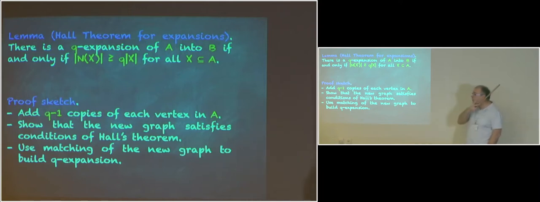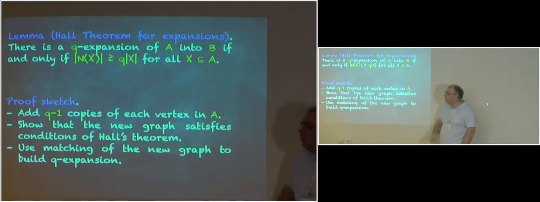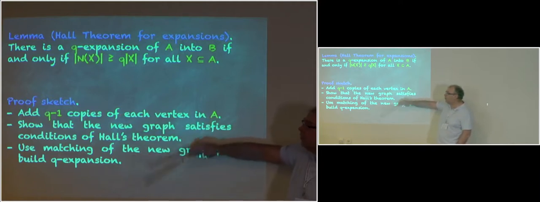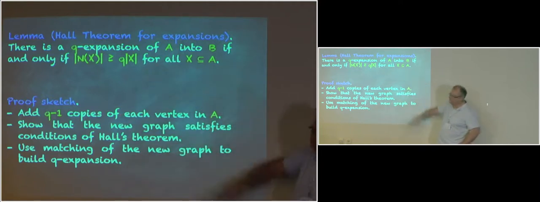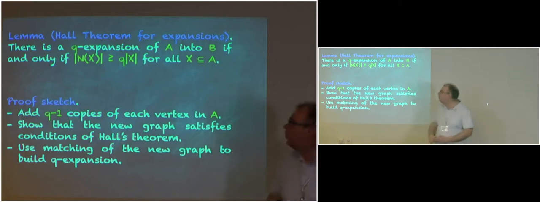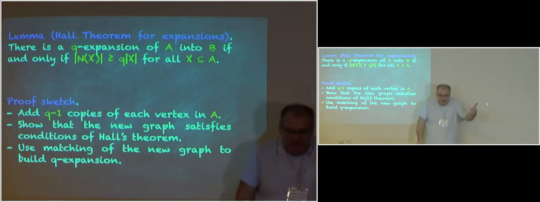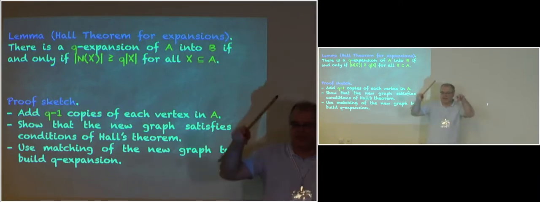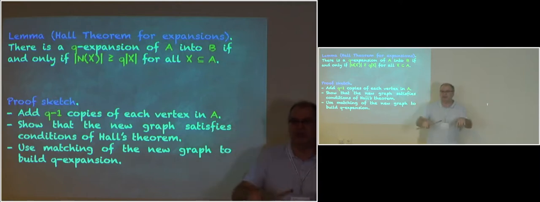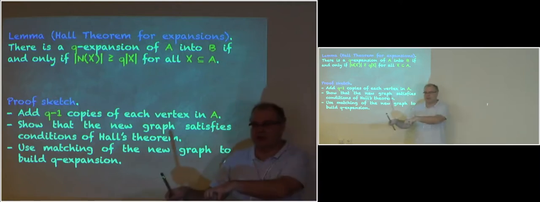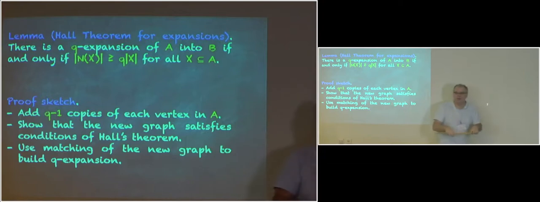I will not give a proof, just a sketch of what's happening here. The proof is really a reduction to Hall's theorem. You just create Q minus 1 copies of every vertex in A. So for every vertex, you have Q copies with the same neighborhood, and then you apply the condition of Hall's theorem to this graph, and you will see that when you have a matching in this graph, you will be able to construct a Q expansion in the original graph and the other way around.